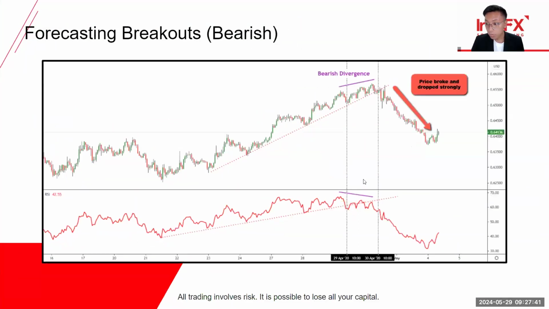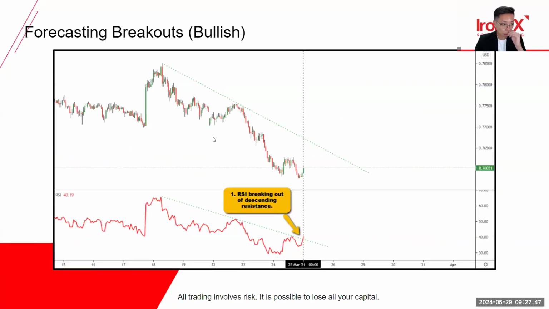All right, so next thing, we can see that price broke and dropped strongly. So what about bullish breakouts? We can see that RSI has started to break out of the descending resistance, but on the actual chart, we can't see anything yet. So when do you know you should enter a trade?